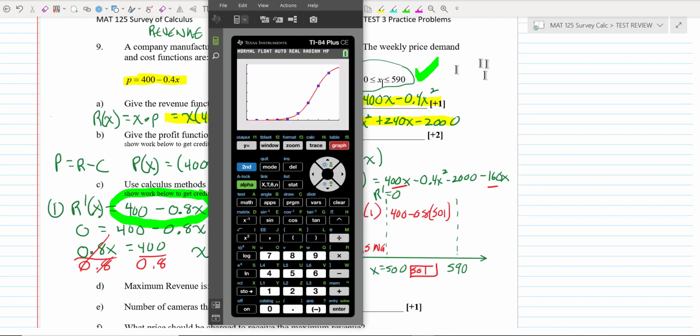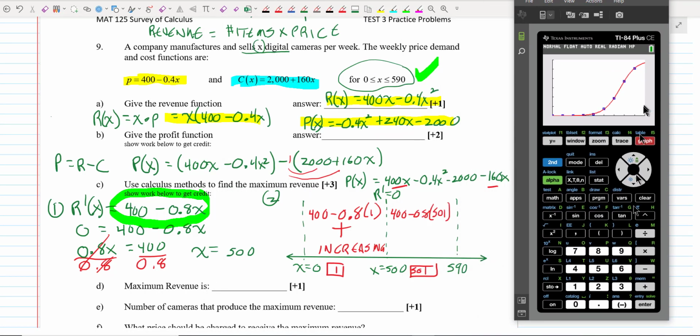If you're not sure, you could always go through it on the calculator. So let's just go 400 and then minus 0.8 times the test point 501. And that'll give you a negative number. Okay, so we get a negative. So that means the function is decreasing.